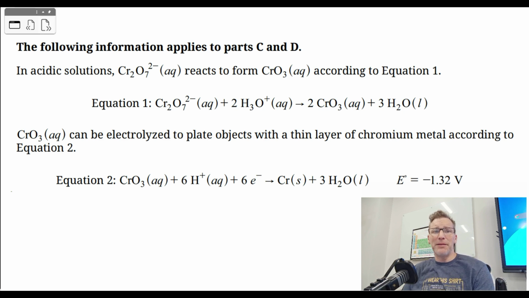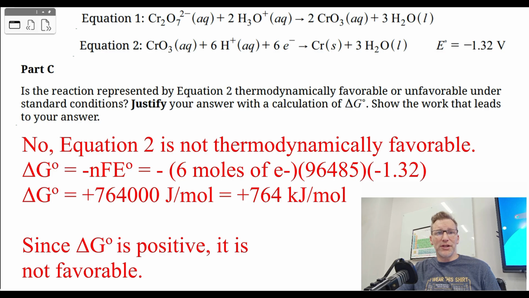Then we go to parts C and part D. They gave us an equation of the dichromate and a strong acid, making this CrO3 and water. And then they say the CrO3 can be plated. An electrolysis reaction can be performed where they're supplying energy and it's acidified. They're supplying 6 electrons. This is the reduction reaction, making chromium solid. And you can see the E, the standard cell potential, is -1.32 volts. Right away you see it is a not favorable reaction, which means you're supplying 1.32 volts of electricity.